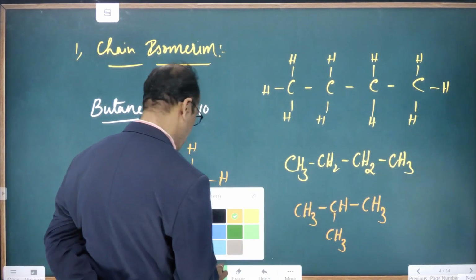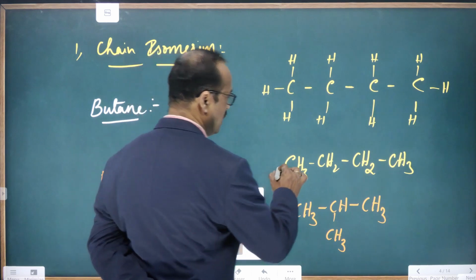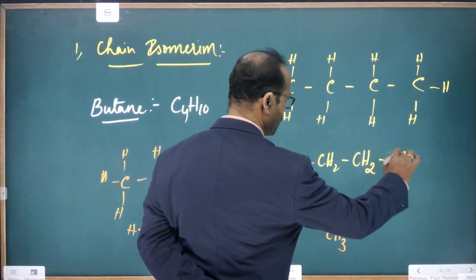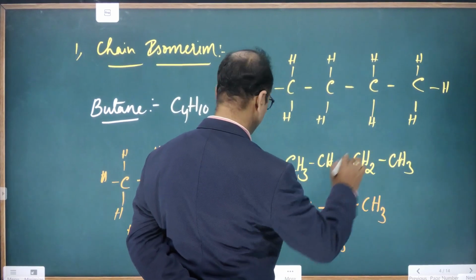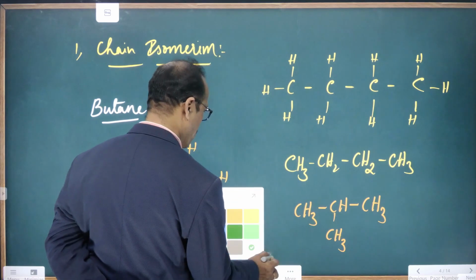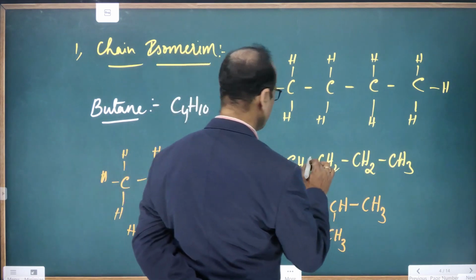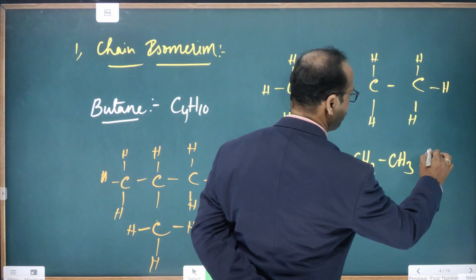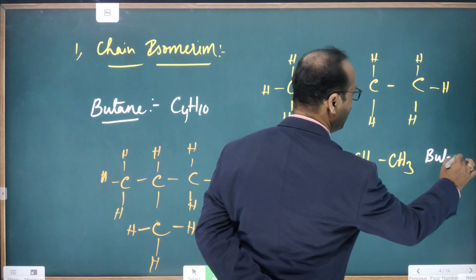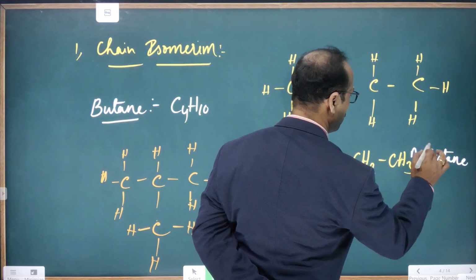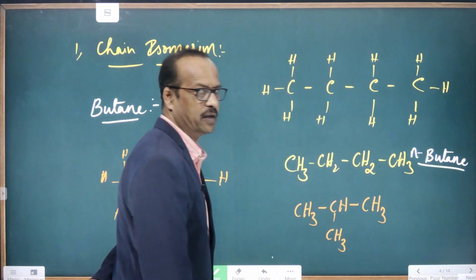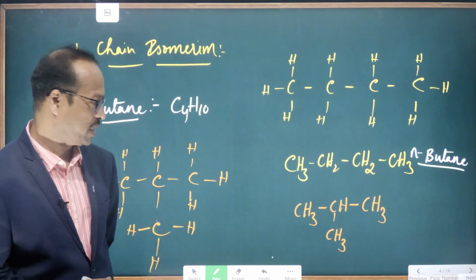Here the longest chain, the root chain, is a straight chain. In the straight chain, how many carbons are there? 4 carbons are there, right? So what name can you give to this one? Butane. And generally we write n-butane. What do we write? n-butane. Okay, that is normal butane.